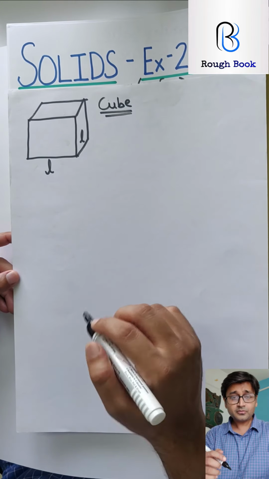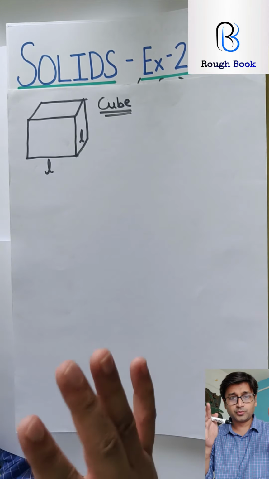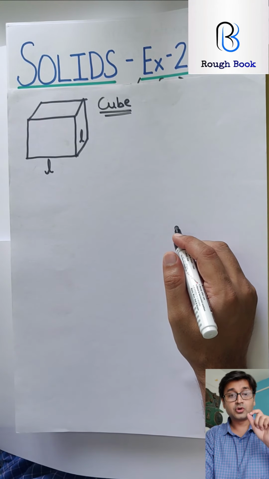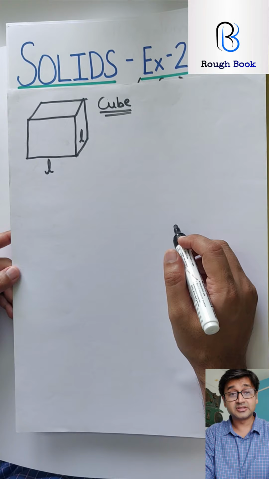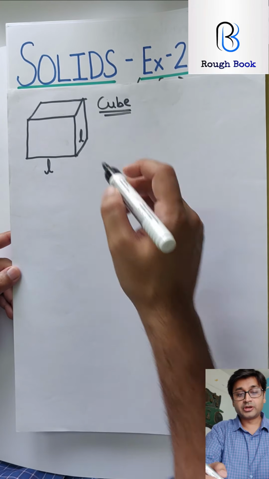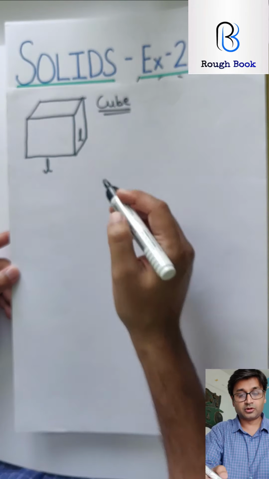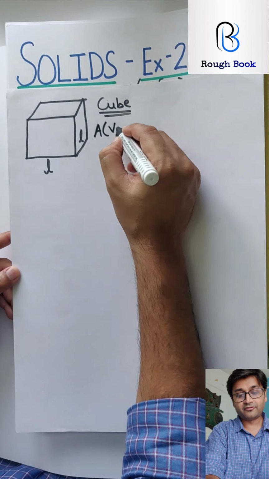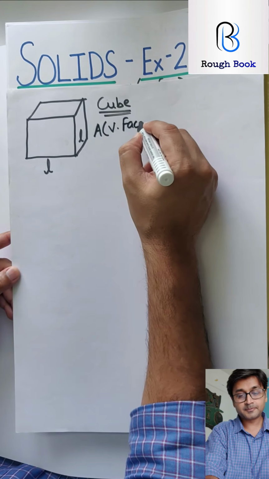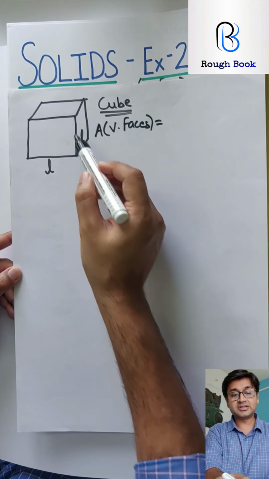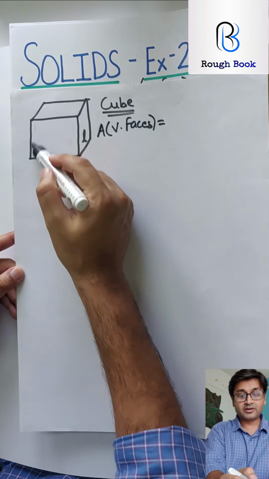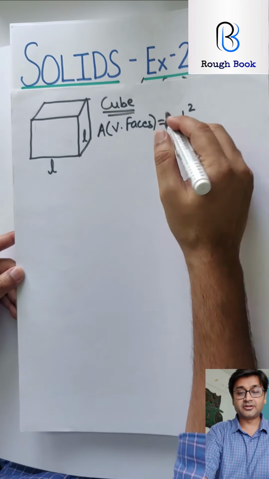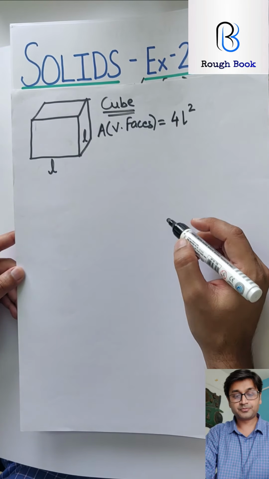Okay, now let's consider a room. In a room you have four walls, you have the ceiling and you have the floor. So you have six faces. When you want to find only the four vertical walls, that will be called the surface area of vertical faces. One vertical face is L into L, so L square. Four vertical faces will be 4L square.